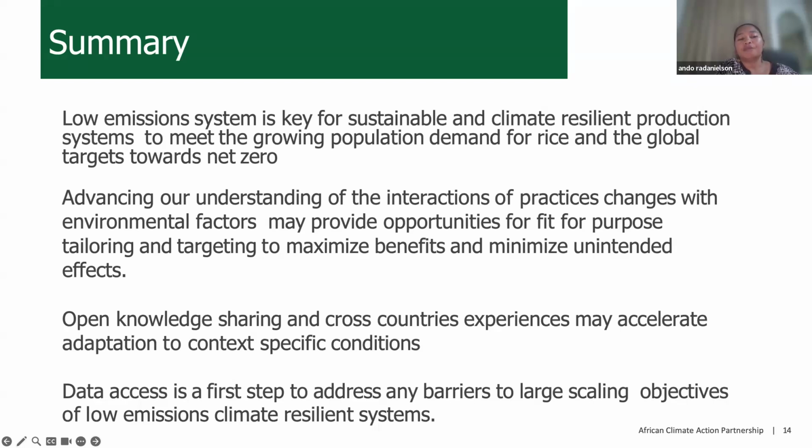And I think for the continent in general, data access remains challenging, but I think it's a first step to address some of the barriers to large-scaling objectives, and particularly as well if we aim for low-emission systems not only for reductions of emissions, but as well for climate resilience. So thank you again for having me and looking forward to the discussion today. Next slide, please.